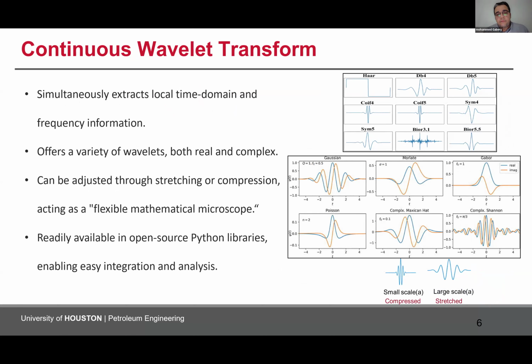This flexible mathematical microscope can be real, can be complex, can be stretched, can be compressed. So we have a flexible tool to play with to deal with our signals, and our signal today is the treating pressure during a pumping hydraulic fracturing job. It's available in open source Python libraries, can be done through a simple Python script. So it's practical and widely used in medical applications and engineering applications.